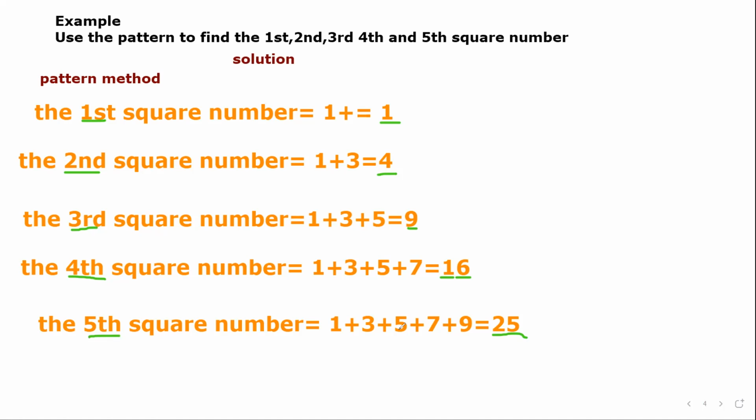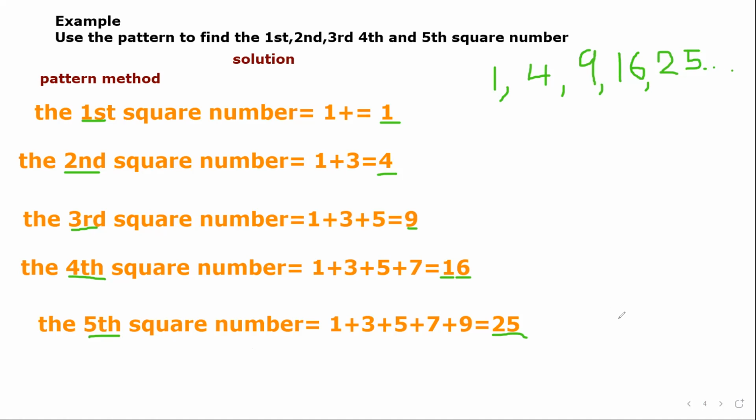Are you okay? Good. So these are the square numbers: 1, 4, 9, 16, 25, and then continue. You can also continue from there. You find the sixth square number, the seventh, up to the first 20. At least you must know up to the first 20 square numbers. So you can use this pattern method. Adding consecutive odd numbers will give you the square numbers.